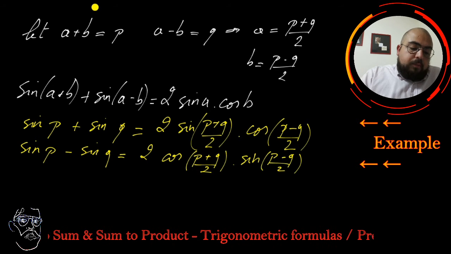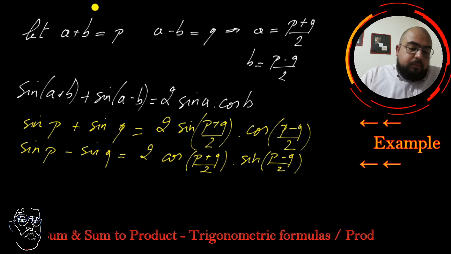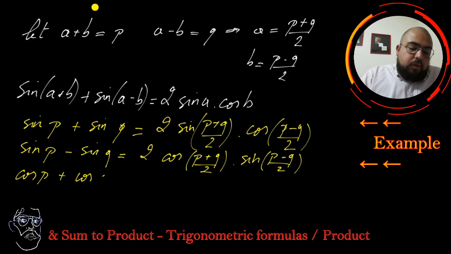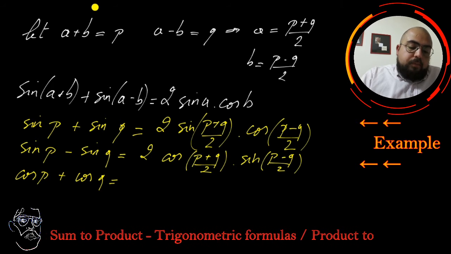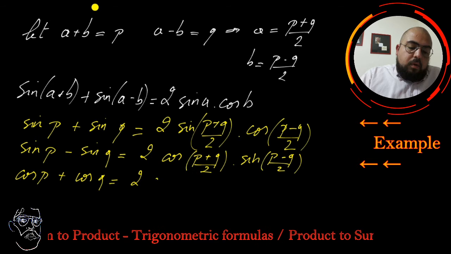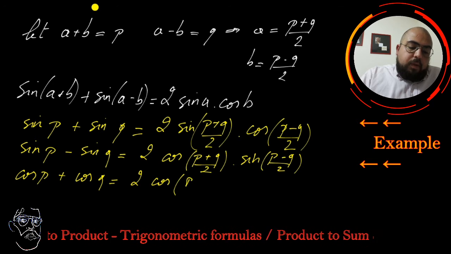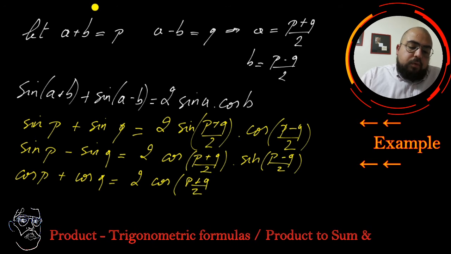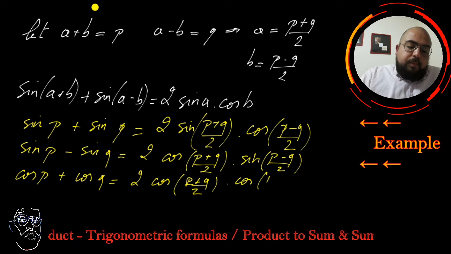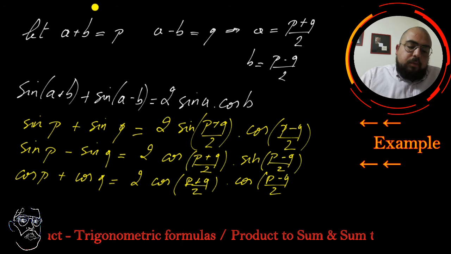Now what about cosine of p plus cosine of q? It will be equal to 2 times cosine of (p plus q) over 2 times cosine of (p minus q) over 2.